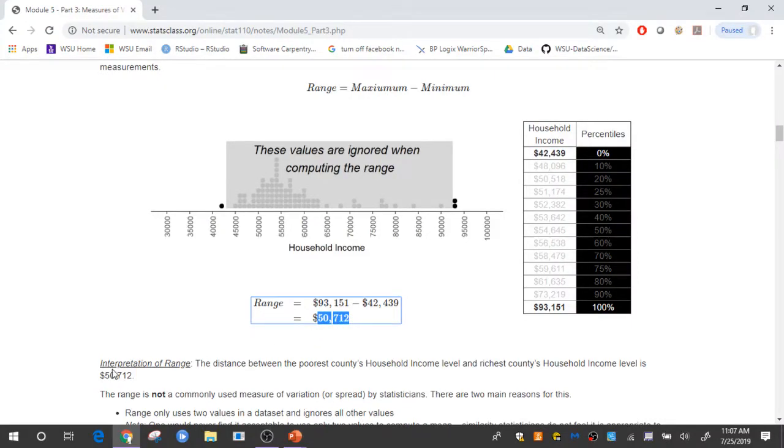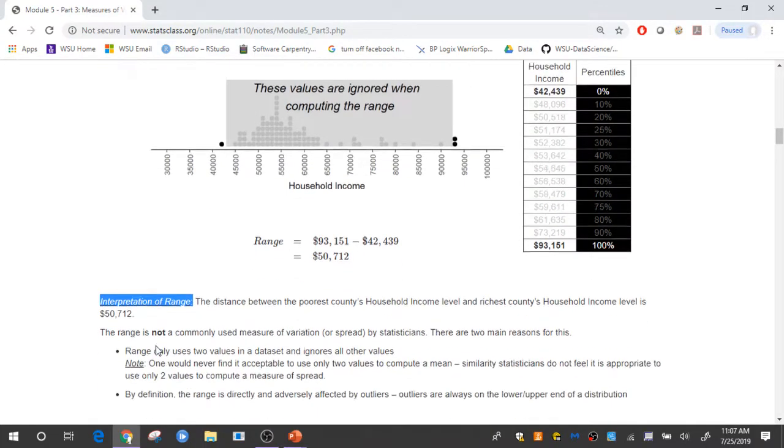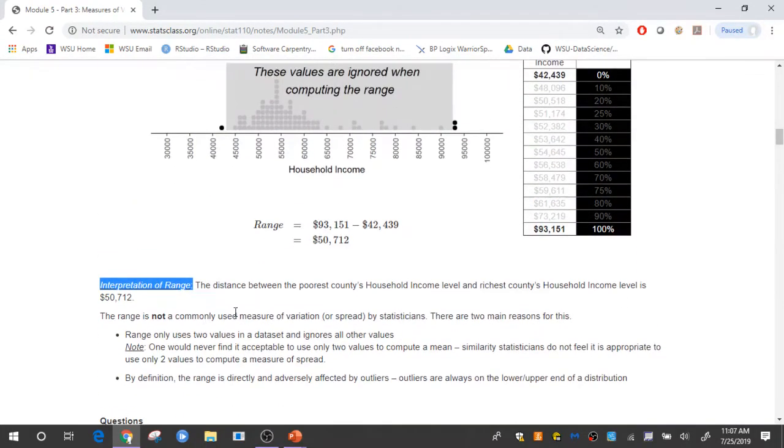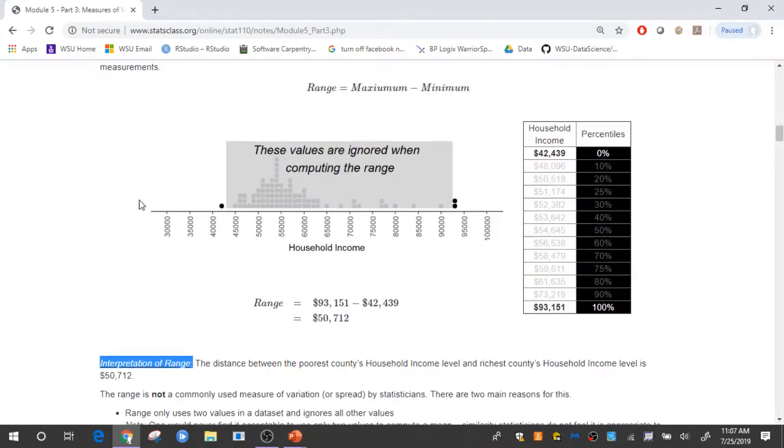So the interpretation for the range is simply the distance between the poorest county's household income and the richest county's household income. So it's just that distance between the smallest value and the largest value in our data set.